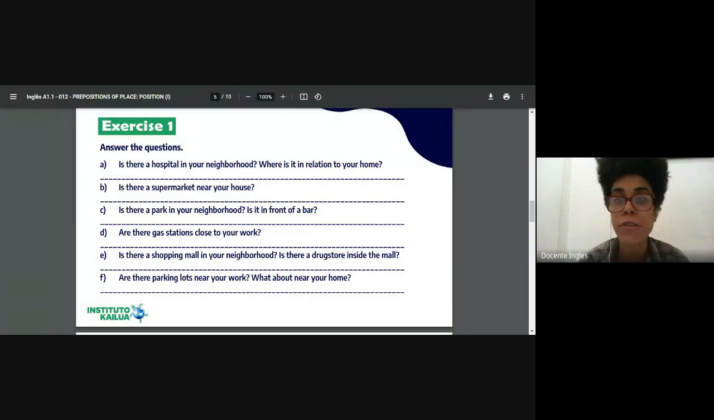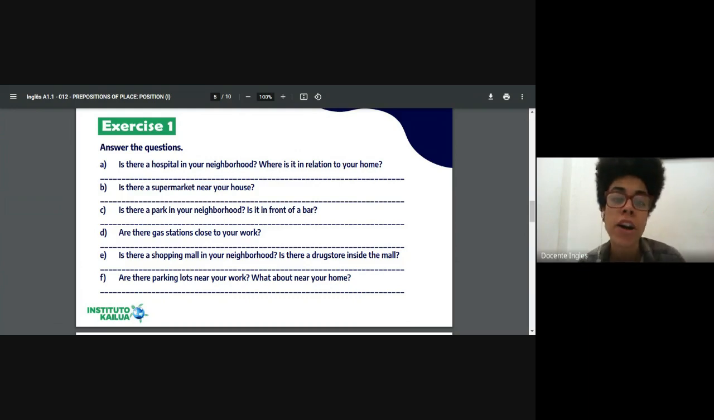So I'll read the questions first. Exercise 1, answer the questions. A: Is there a hospital in your neighborhood? Where is it in relation to your home? So remember, people, if you don't have a hospital near your home, pretend you have one and use a preposition just to practice the activity. Letter B. Is there a supermarket near your house? Again, if there isn't a supermarket near your house, pretend there is.